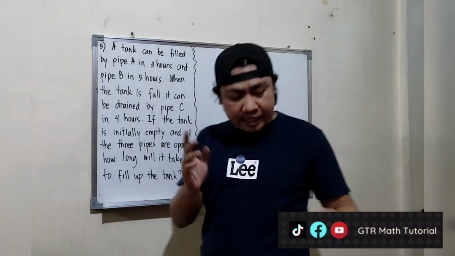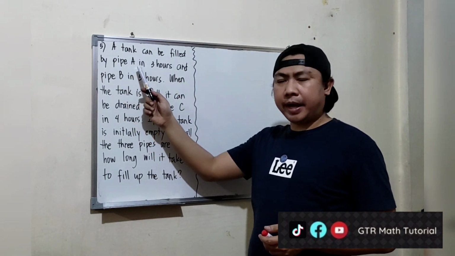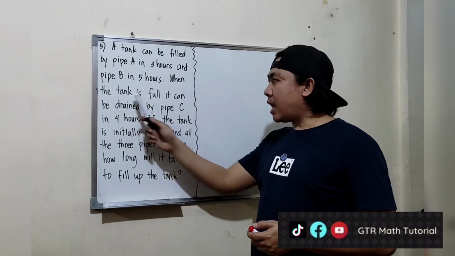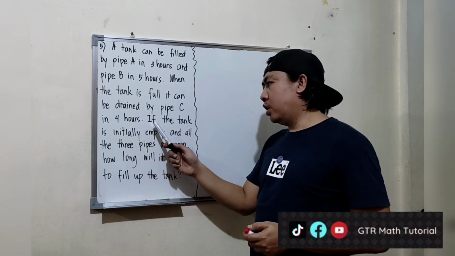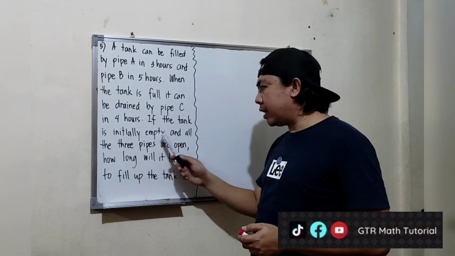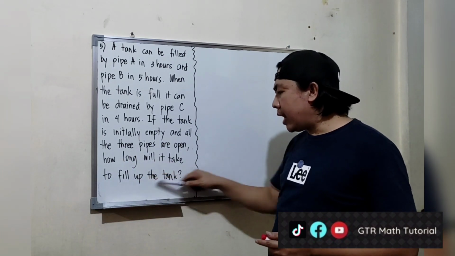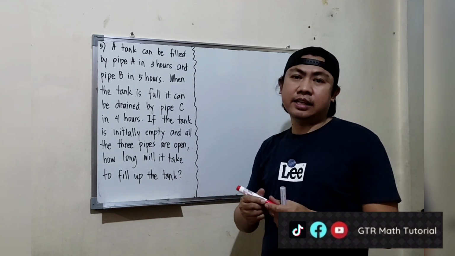Okay, so last example. We have a tank that can be filled by pipe A in 3 hours and pipe B in 5 hours. When the tank is full, it can be drained by pipe C in 4 hours. If the tank is initially empty and all the 3 pipes are open, how long will it take to fill up the tank?